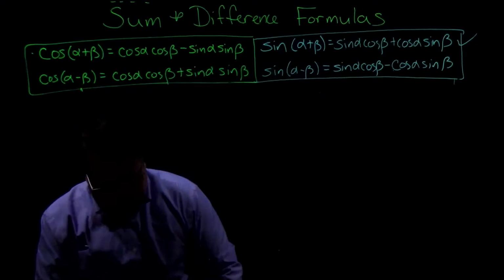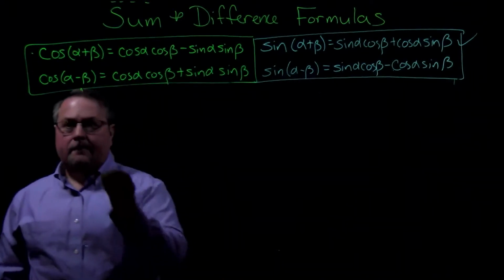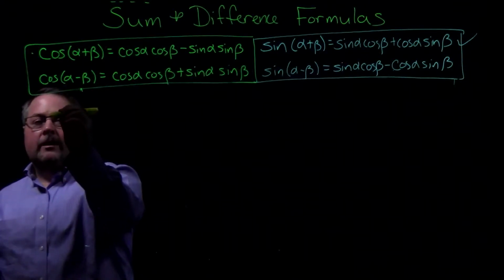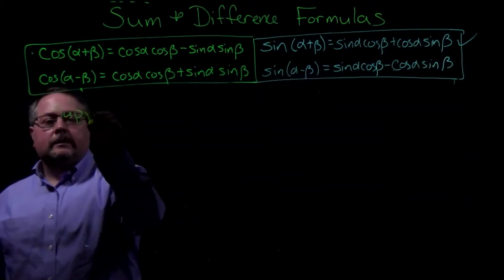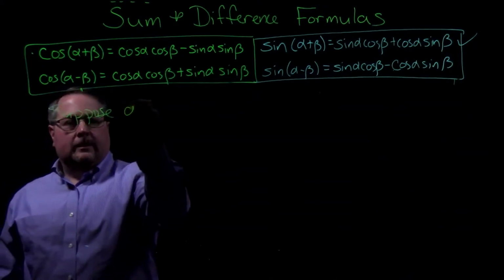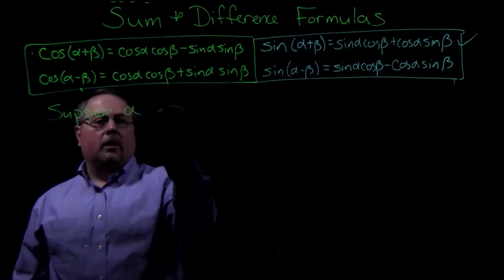Okay, so let's suppose that we have two angles, alpha and beta. So let's suppose that the terminal side of alpha is in quadrant 1.